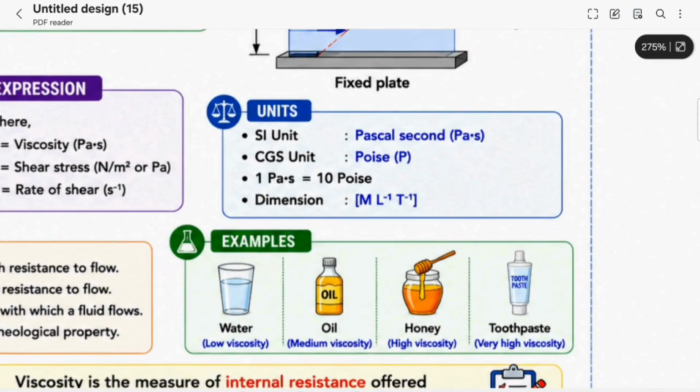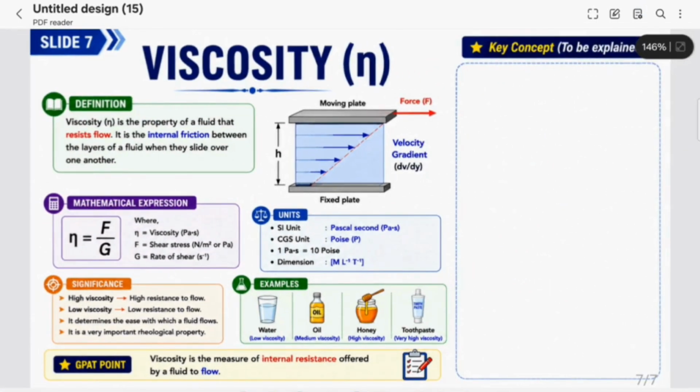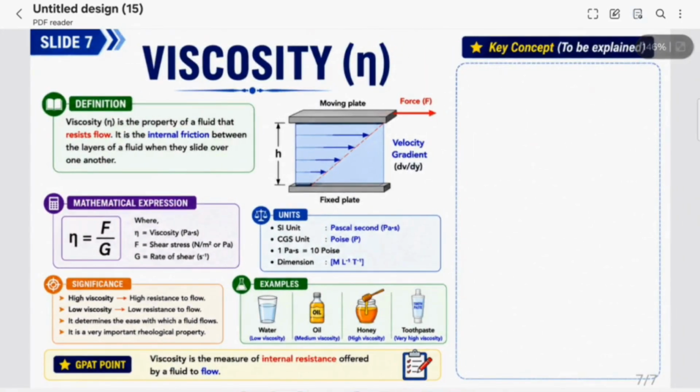for example, we can see water moves very fast due to low viscosity. Compared to water, oil has medium viscosity because it is more viscous than water. Then honey is even more viscous than oil. Then toothpaste has very high viscosity. So here viscosity measures the internal resistance offered by the fluid to flow.